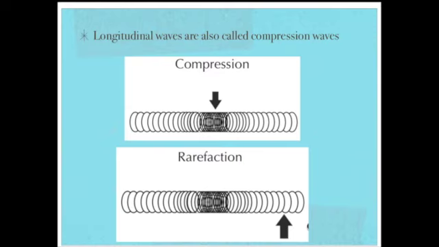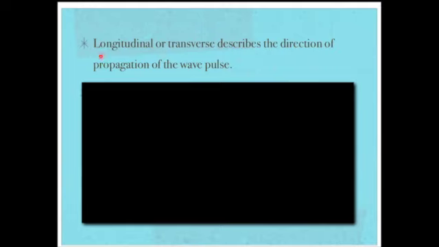Let's focus first on longitudinal waves. Longitudinal waves are also called compression waves. That's because the part that you pushed together to make the pulse, the part of the slinky that's all squished together, is called the compression. The part of the slinky that's not squished together, that's more spread out, is called the rarefaction. Whether or not a wave is longitudinal or transverse is describing the direction of propagation of the wave pulse.